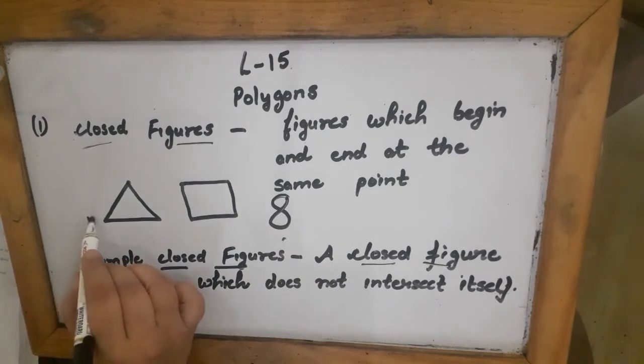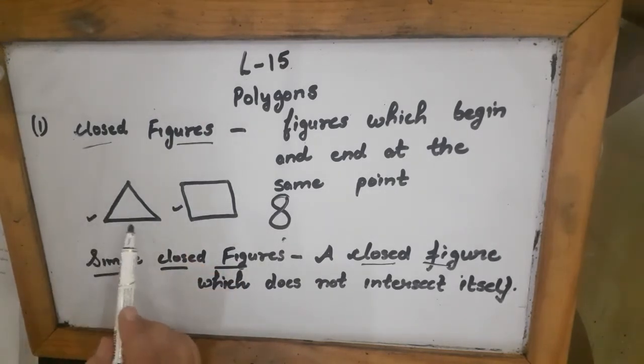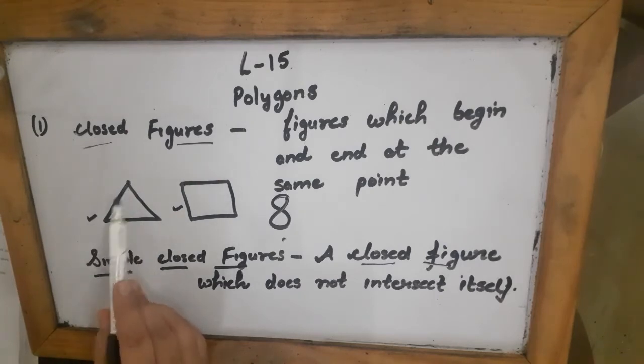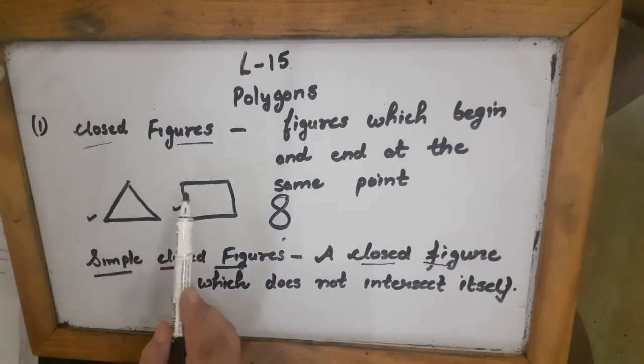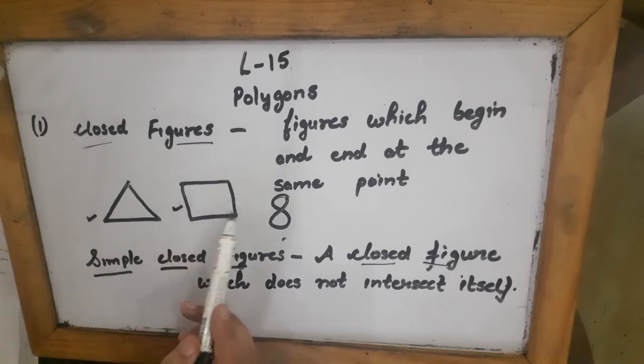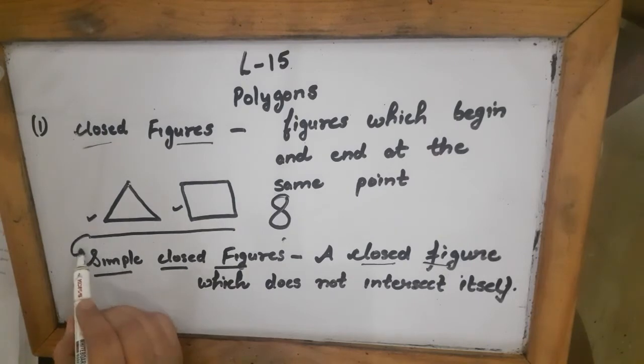Now, in the first two figures, if you see, the two lines do not intersect, meaning they do not cross each other. I started from here and ended over here. This is a closed figure, but nowhere do the two lines intersect. Here also, nowhere do the two lines intersect. So these two are simple closed figures.